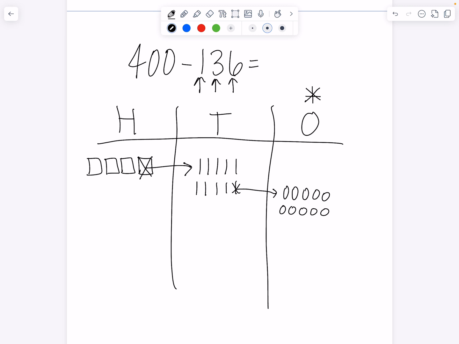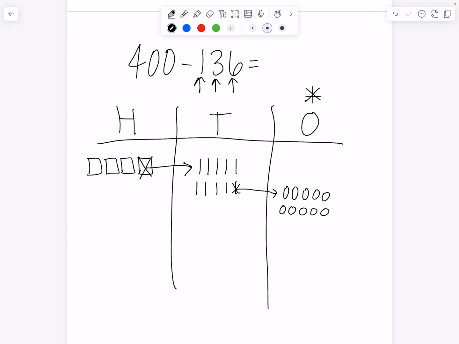My number is still 400, and I can prove it to you. This is 300 in my hundreds place, 300 plus 90 in my tens, so 390 plus 10 ones blocks, we still have 400. I've not subtracted a thing. Okay, back to my ones place. Now I can take away 6.